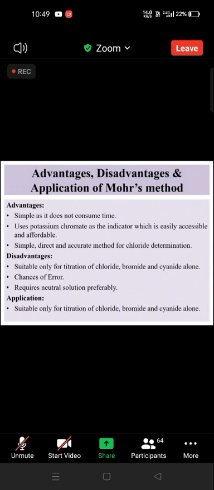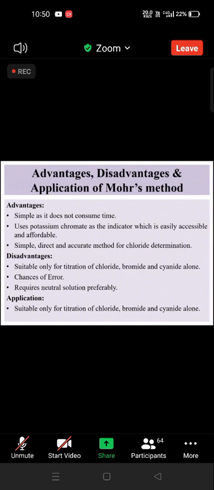Next comes the advantages, disadvantages and application of Mohr's method. You have already studied about the Mohr's method. So now we will see what are the advantages and disadvantages of this method. First advantage is it is simple as it does not consume time. It is a very simple method. Therefore in your lab, only this Mohr's method of titration has been chosen to be carried out, not Fajan's method or any other method. So this is a very simple method and it is not time consuming.